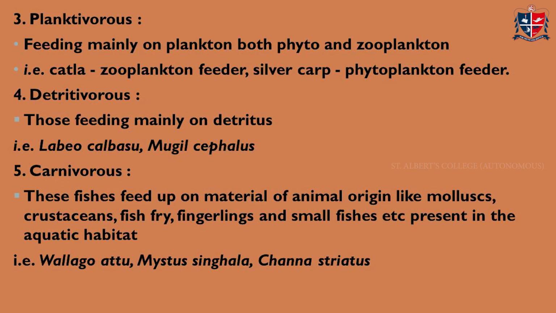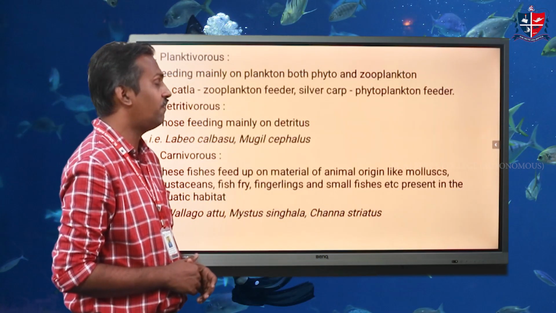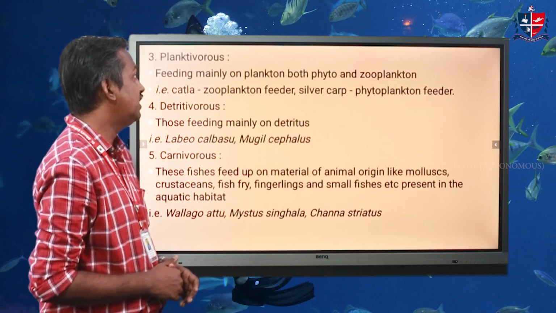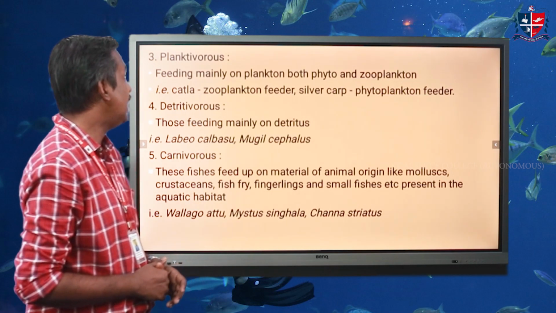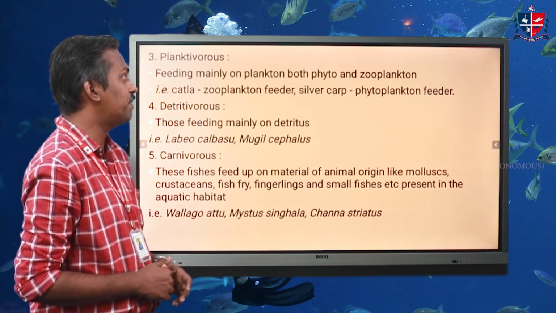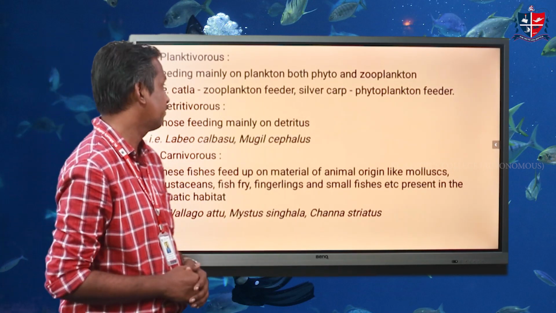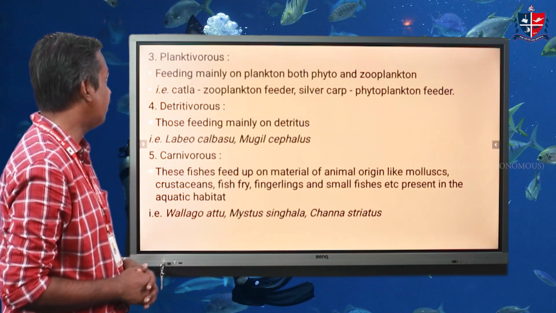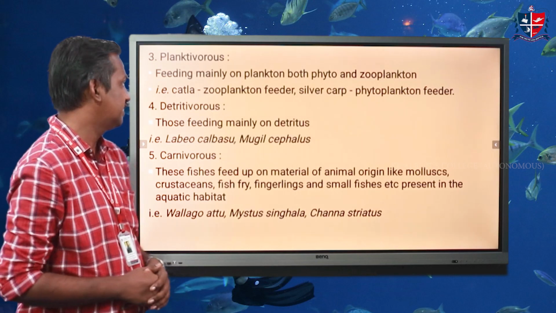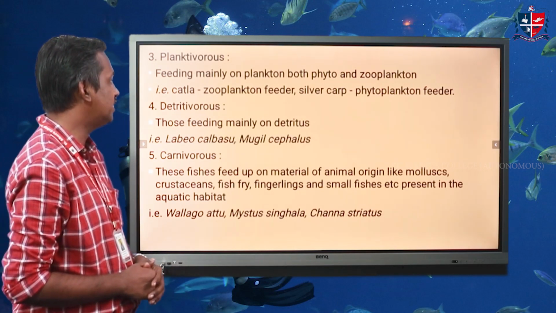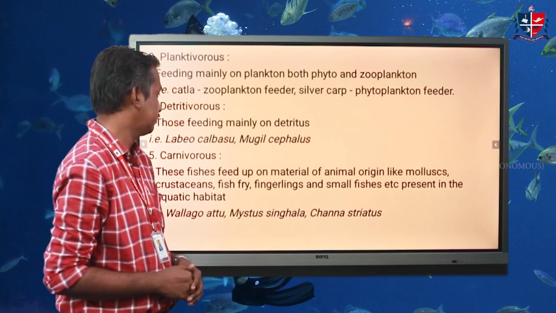The third one is planktivorous fishes. Those feeding mainly on plankton are called planktivorous fishes. These are of two types, phyto and zooplankton feeders. The catla is a zooplankton feeder and silver carp is a phytoplankton feeder. The fourth one is detritivorous feeder. Those feeding mainly on detritus. The examples are Labeo calbasu and Mugil cephalus.